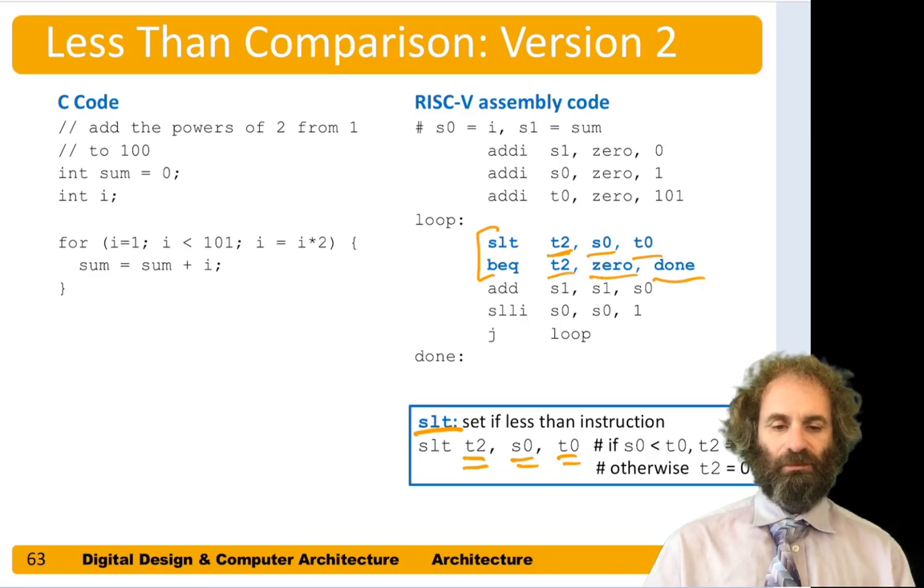Then we can do a branch if T2 is equal to 0 to done. So this is not more efficient in this case because the set less than is one instruction, branch equal is another. We could have just done a branch on greater than or equal to like we did before. But sometimes if you need to put a Boolean based on relative comparison into a register, set less than is handy for that.